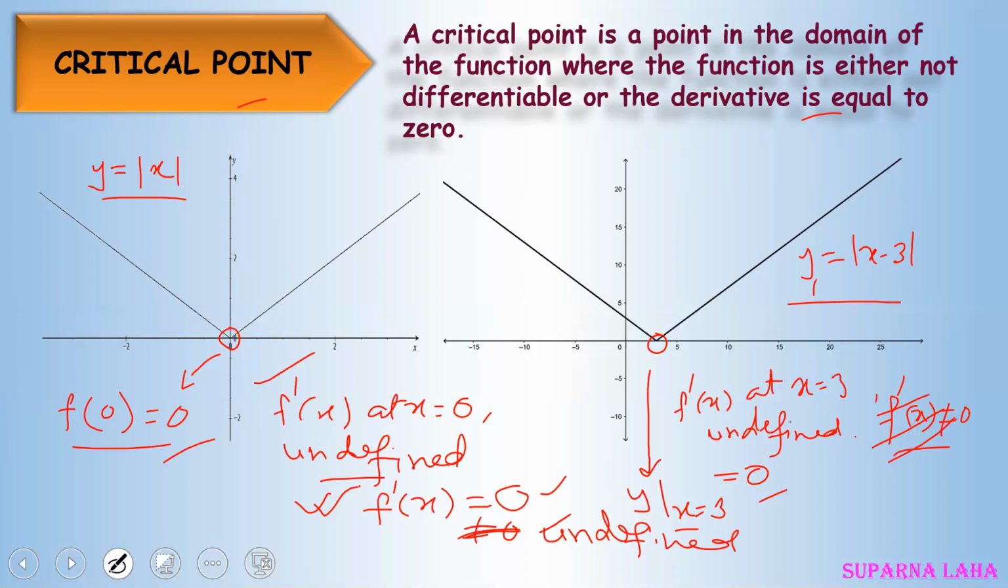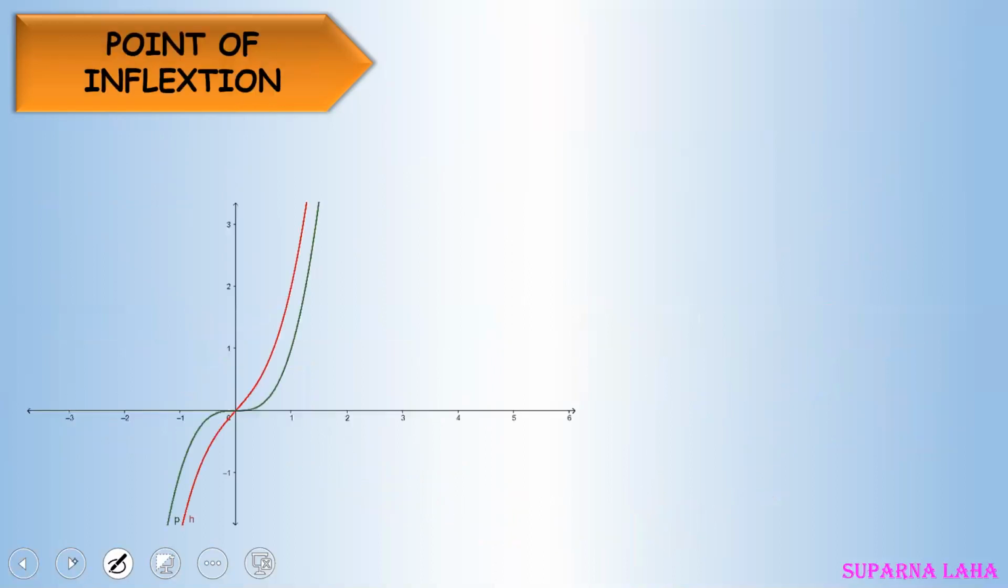Now check the point of inflection. Here I'm taking these two curves. This red one is defined by y equals x cubed plus x, and this green one is defined by y equals x cubed. Now check this point, x equals 0.